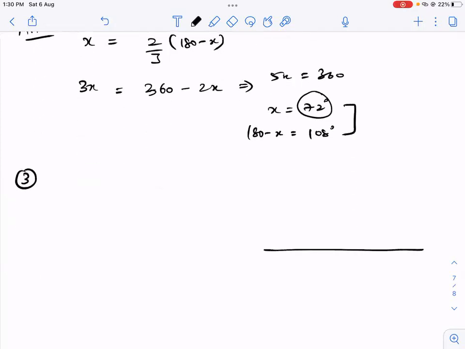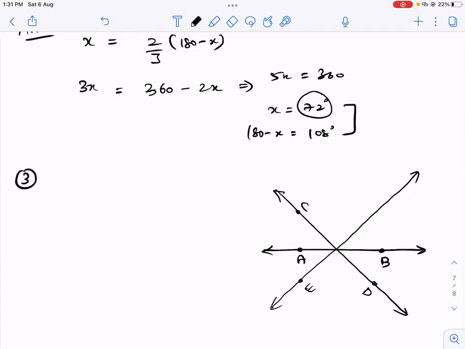Lines AB, CD and EF are meeting obviously at point O, right? So what are we supposed to find? This angle is 40 degrees, this angle is 35 degrees. What are they asking? Angle AOC. AOC is this angle. Let me call this as X.